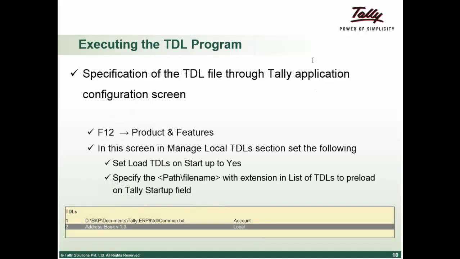Or you can go to the Tally application, F12, the configuration button, go to Product and Features. On the right hand side you will see there is an F4 button, Manage Local TDLs. Then you have an option, Load TDLs on Startup, set it to Yes. And where it is asking for the file name, you can provide the file name. The moment you accept, it will be shown on your Tally screen and at the local area.